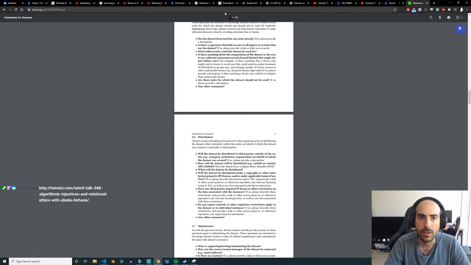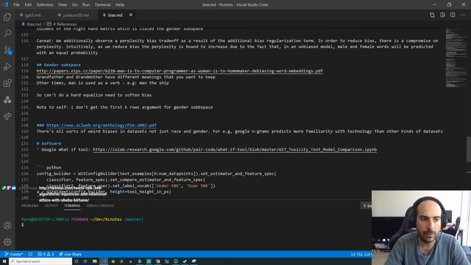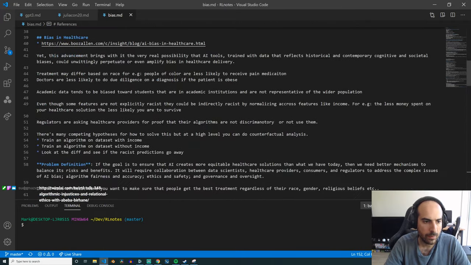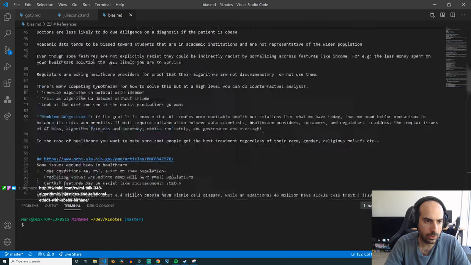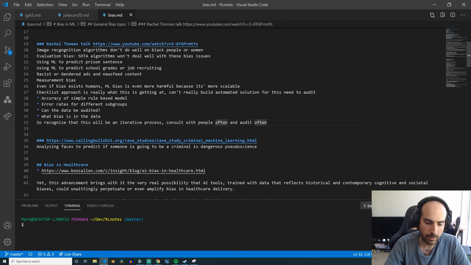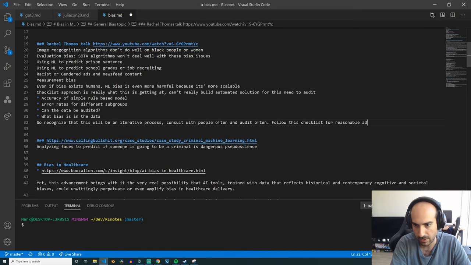Okay, I see. So then I will add this here. I do remember this checklist. So if you basically just say that, okay, this is going to be an iterative process, audit often, follow this checklist for reasonable advice.